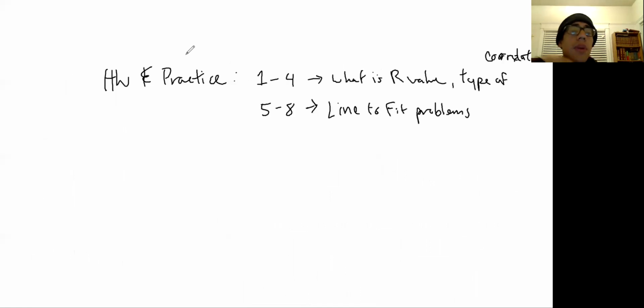I have practice problems 1 through 4. What is the R value and type of correlation? You're going to have to tell me, is it strong or weak, positive or negative correlation? You're going to write what it is, and then you're going to tell me, okay, I think it's a weak positive correlation, which means that the R value is going to be either negative 0.5, positive 0.5, positive 1, a negative 1, or a 0. There's only 5 options, so you're going to just label it really easy. 5 through 8 are a little more complicated.